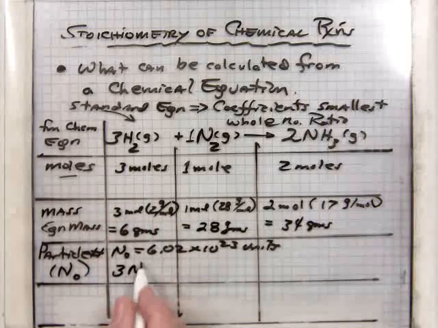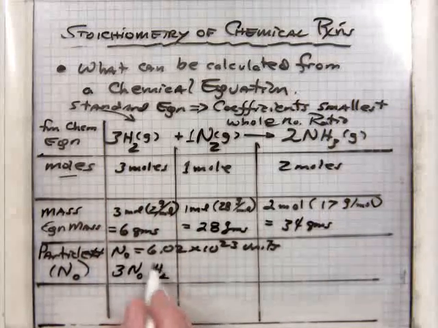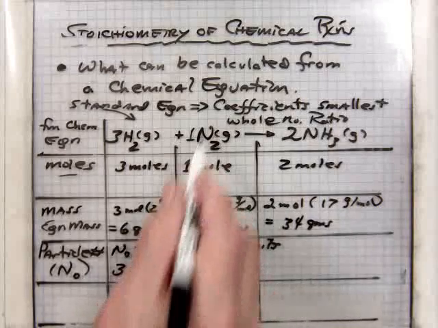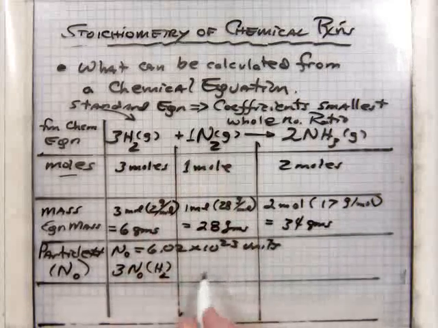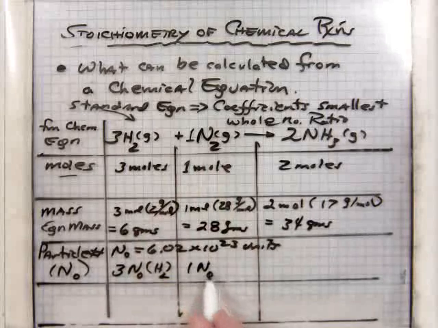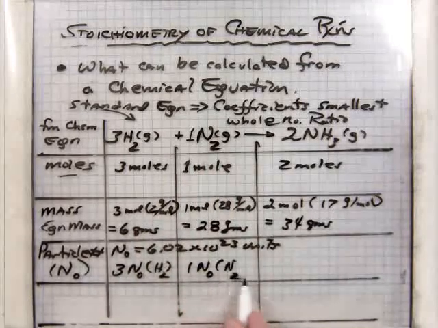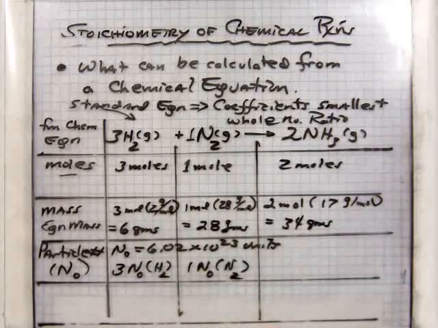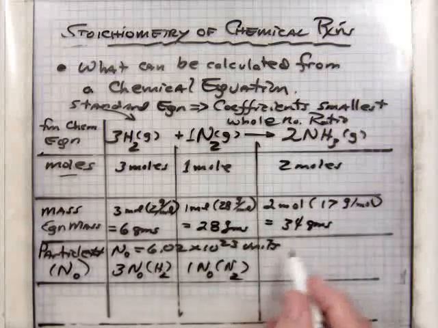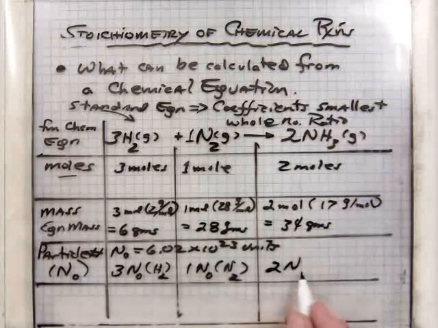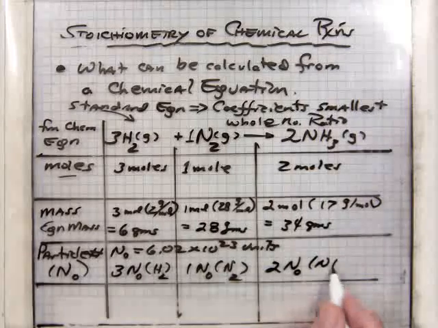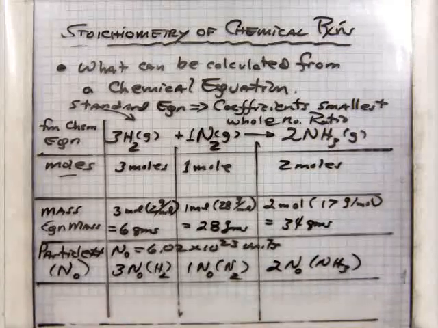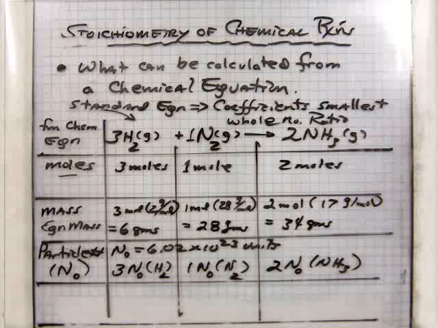So if we wanted to know the absolute number of molecules of molecular hydrogen, it'd be 3 Avogadro's number of hydrogen. The number of molecules of nitrogen would be 1 Avogadro's number of nitrogen, and 2 Avogadro's numbers of ammonia. And like that. So those are the first 3 things you can derive right out of the standard equation itself. Again, you scale those up and down. We'll show you that shortly.